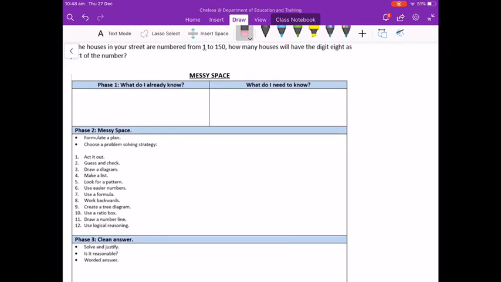Let's look at phase 1. What do I already know? So I know that the houses range from 1 to 150, and I know that some will contain an 8, not all. What do I need to know? I need to know how many of those houses have an 8 in them.